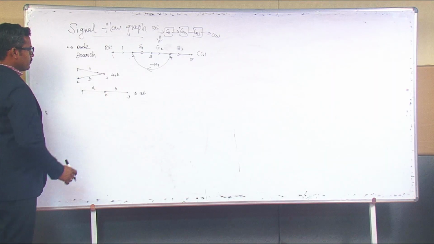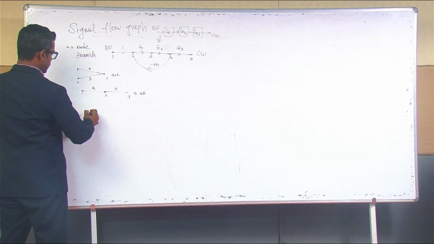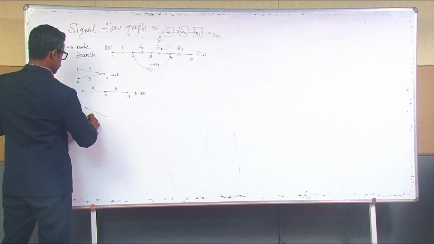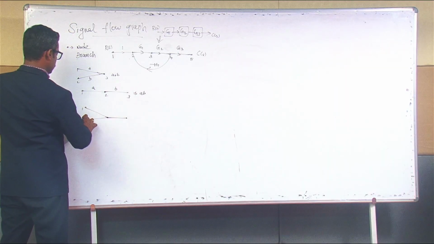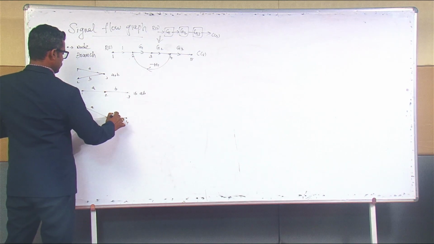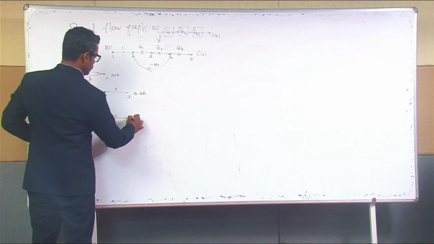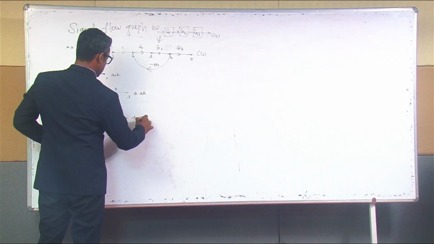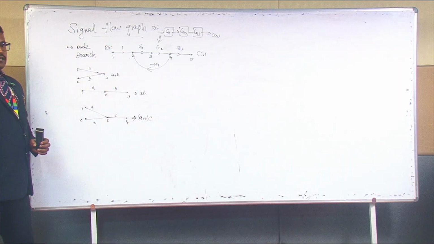Okay, next one: you may have combinations of series and parallel. Like that, with 1, 2, 3 and 4 nodes, this is A, B and this is C. So you will get (A plus B) into C. So the output is the combination of series and parallel, A plus B into C. So we can get anything.